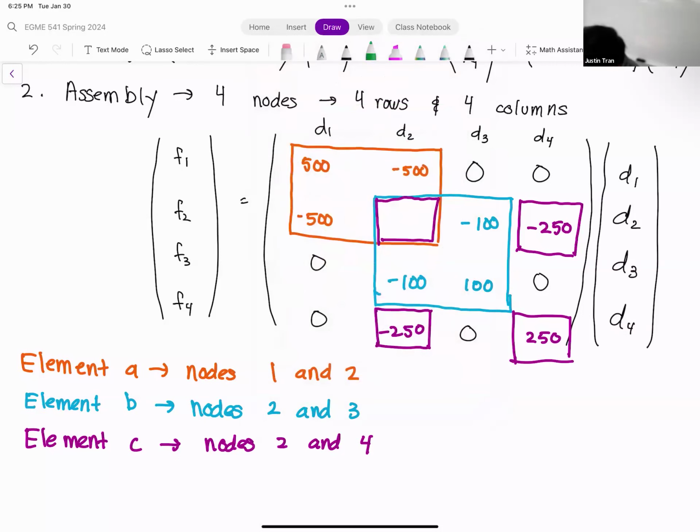I'm used to different colors. Okay. All right, any questions on this?